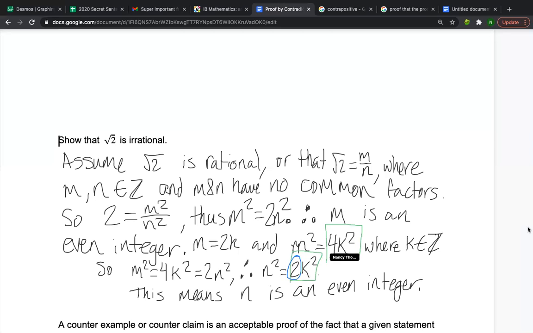Now, if you were to put 4k squared over top of 2k squared, you have a common factor. That common factor is 2. But up here, what I said in my definition was m and n have no common factors. So that is my contradiction. Therefore, square root of 2 must be irrational.